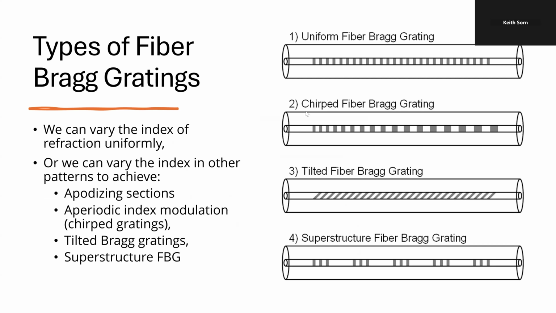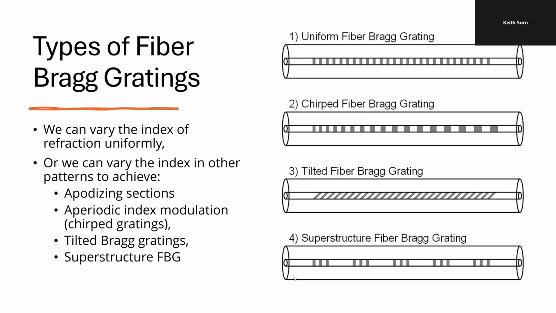Apodizing sections. We don't have a picture of that. We'll talk about that in a moment. And aperiodic index modulation. Basically, notice how these layers of higher index of refraction material, the gray layers, get bigger as we go along the length of the fiber. We can have a tilted fiber Bragg grating. So this is at a little bit of an angle with respect to the core.